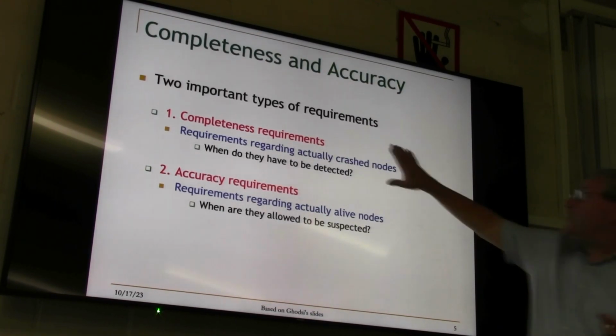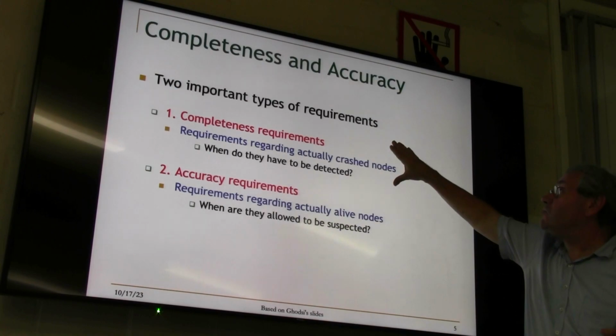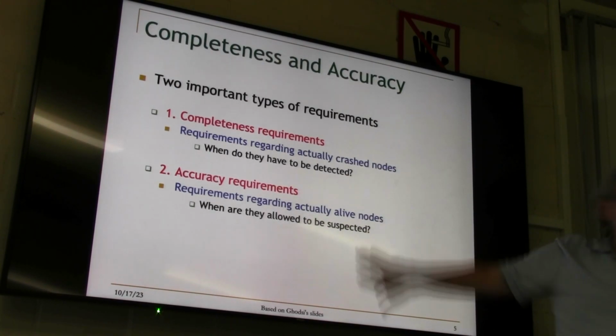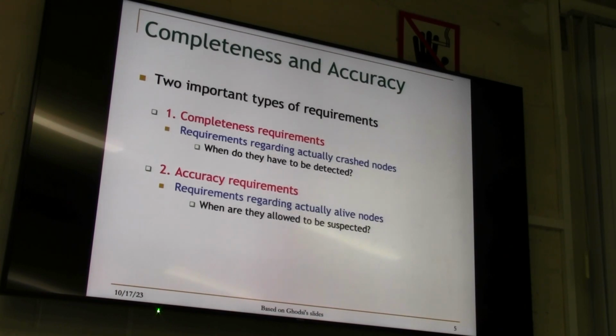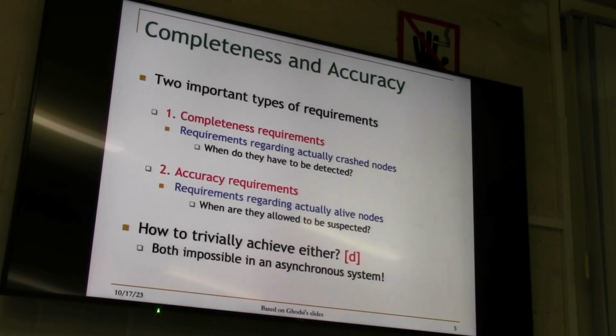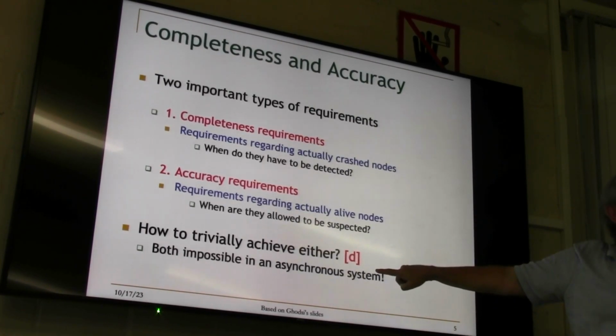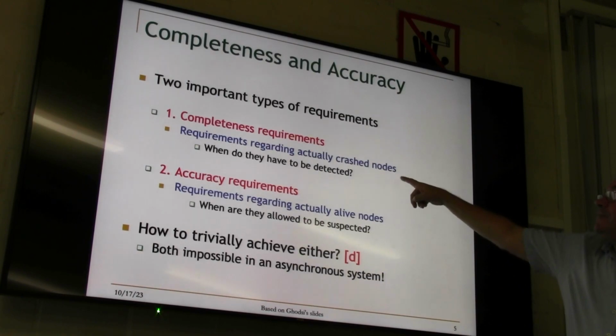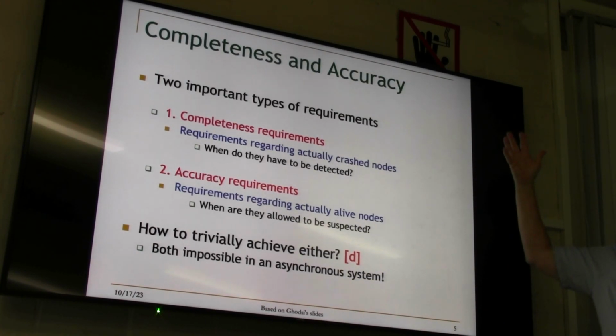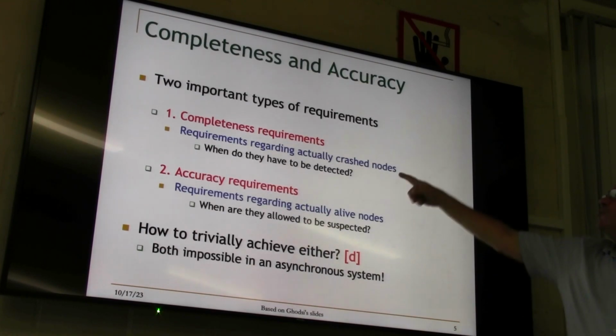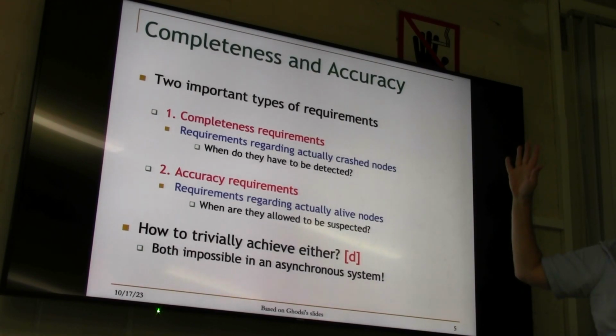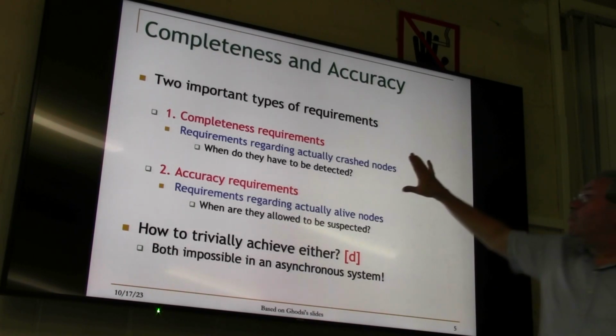So basically you want both. I want to see all the crashed nodes, but I don't want to make any mistakes. So there are these two properties, completeness and accuracy. Of course, like safety and liveness, they're very trivial to achieve if you only want one of the two. If I only want completeness, what's the easiest way? I don't care about mistakes. I just want to make sure I don't miss any crashed nodes. What's the easiest way to do that? Yeah, just say that all nodes have crashed. Of course, that's kind of stupid, but you won't miss any.